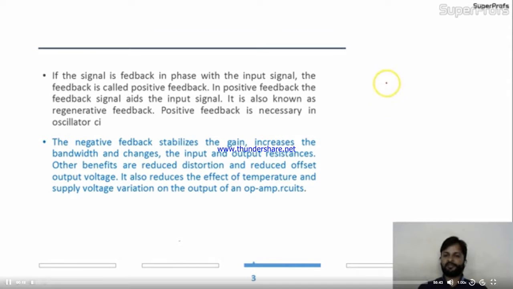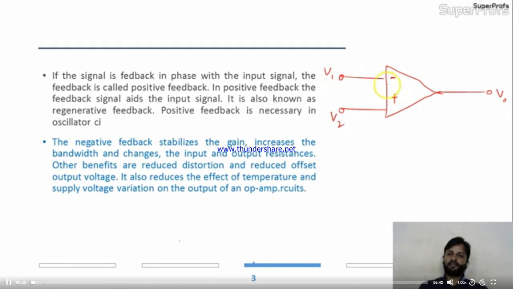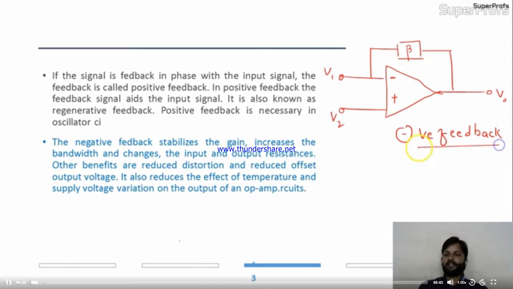In the closed loop system, you are now familiar with this op-amp symbol, right? Here we are taking V0. These are two terminals, namely V1 and V2. This is the inverting terminal, this is the non-inverting terminal. If you are taking feedback from the output and connecting it to the negative terminal, let's take the feedback element beta, it's called negative feedback. In the last class we saw why negative feedback is more important than positive feedback.